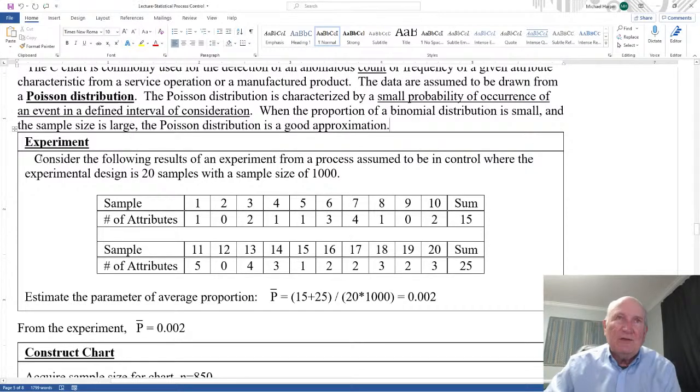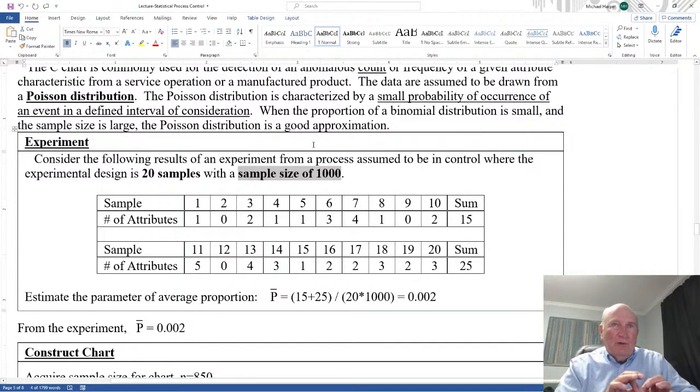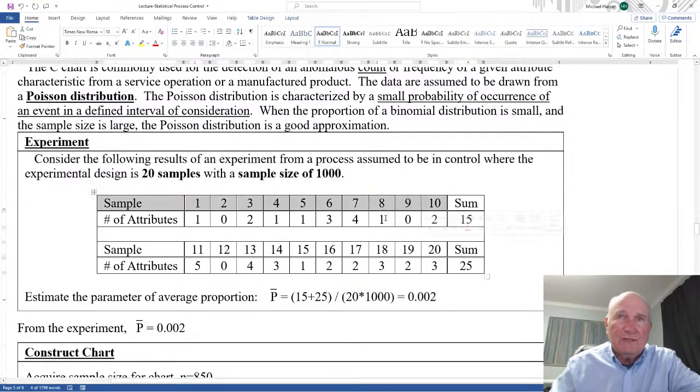Consider the following results of an experiment from a process assumed to be in control, where the experimental design is 20 samples with a sample size of 1,000. Now remember, each sample has 1,000 measurements. So, samples 1 through 10, 11 through 20. And here's the number of attributes in those samples.